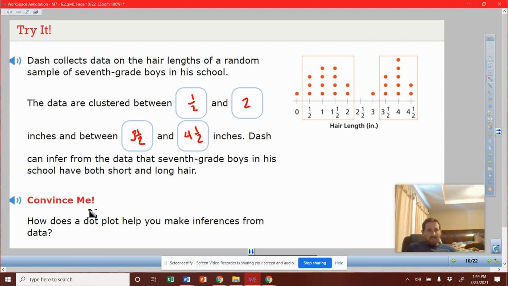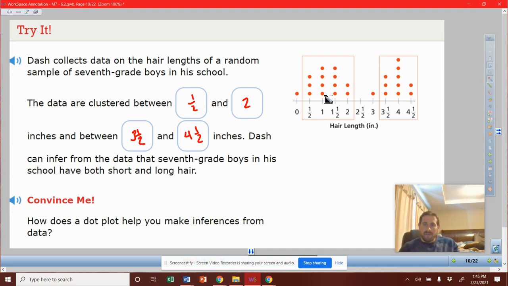So the last thing is, how does a dot plot help you make inferences from data? What it allows us to do is look for these clusters, look for where the grouping is. If we just find an average, if we collected that data, our average actually might be 2.5, which you see there's almost nobody there at 2.5. So to think that that's what everybody's hair is, is really not ideal. But these clusters just kind of give us, and gravitate towards, the norm, and we can have almost like two averages working at the same time.